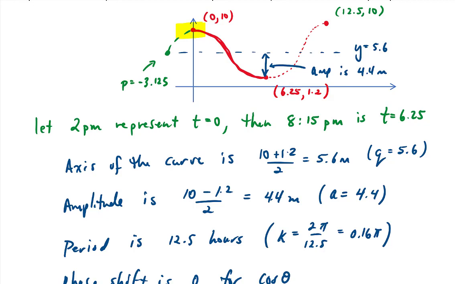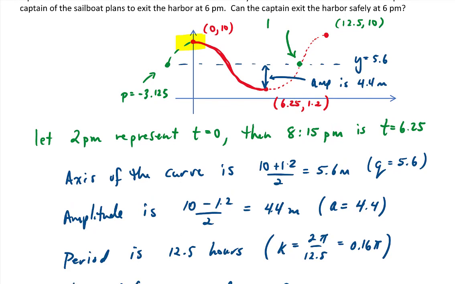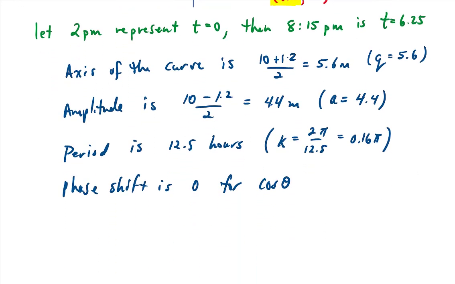Or if we take half of the period plus 1/4, we can use this value here for our phase shift. We're starting at the axis of the curve and going to a max. At that point, we would give a phase shift of 9.375. That would be 6.25, where we started, plus 1/4 of a period, which is 3.125, giving us 9.375. So therefore, a phase shift for sine could be either 3.125 or 9.375 for sine of theta.